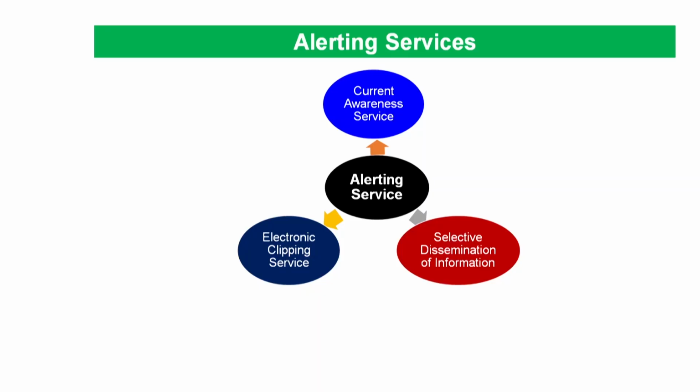So we will be talking about three major alerting services. One is CAS, or current awareness service, then selective dissemination of information, or SDI, and ECS, or electronic clipping services. So what are the major functionalities? When you talk about alerting service as a single entity, although these are different types, what are the common characteristics? There are many features related to alerting services.